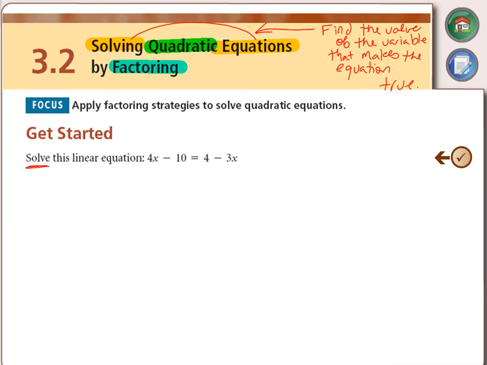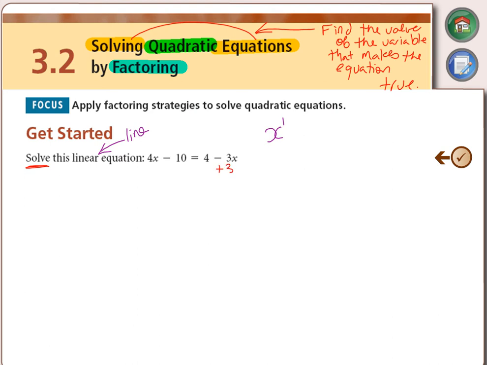We know that it's linear because linear is dealing with the x value. The x value has an x to the 1. That makes it a line. When the degree of the x value is x to the 1. Let's solve it. When we're doing a linear, we want to get all the x's to one side, all the numbers to the other side.